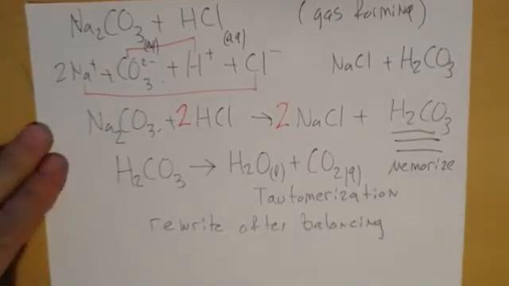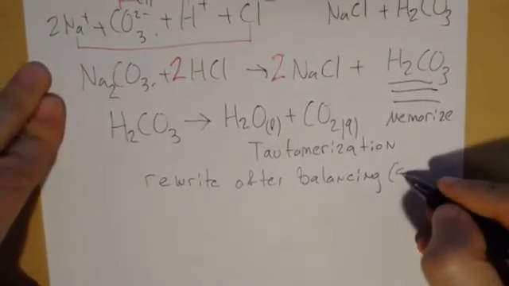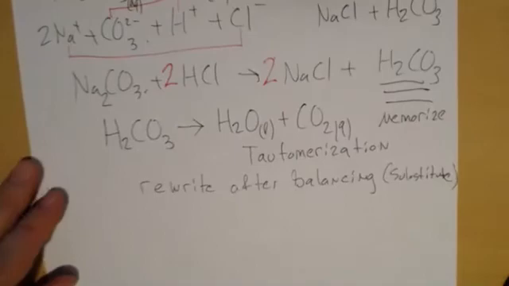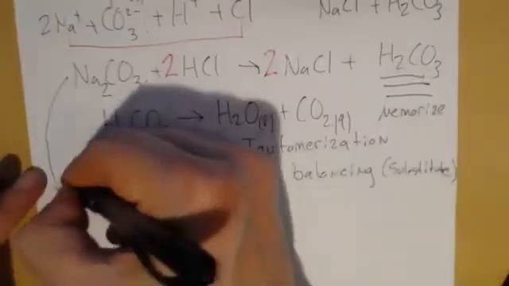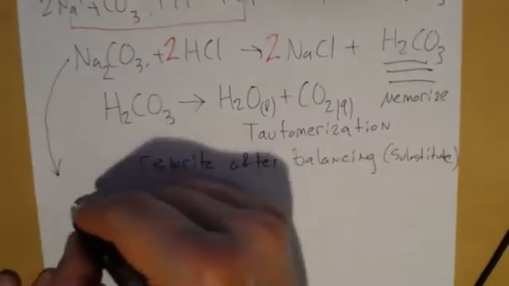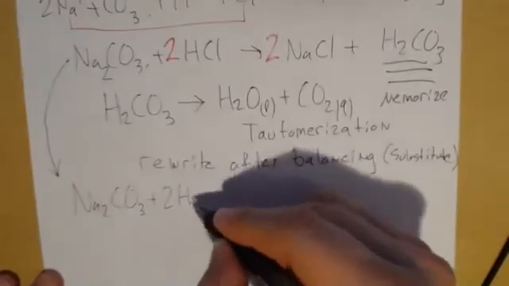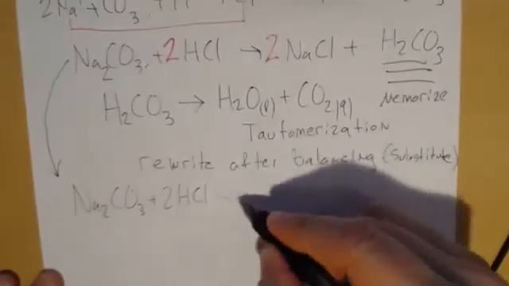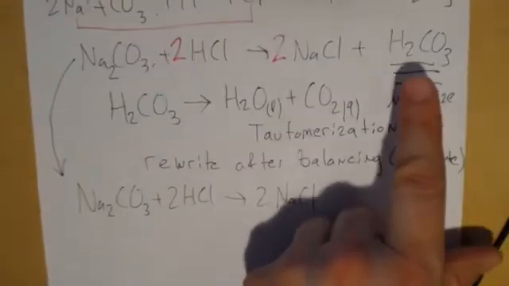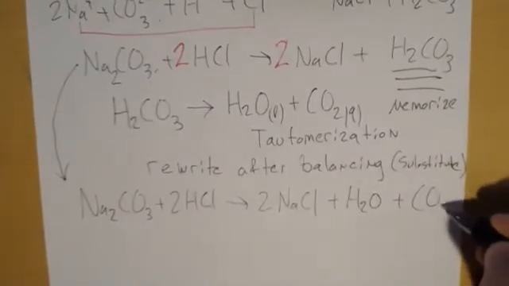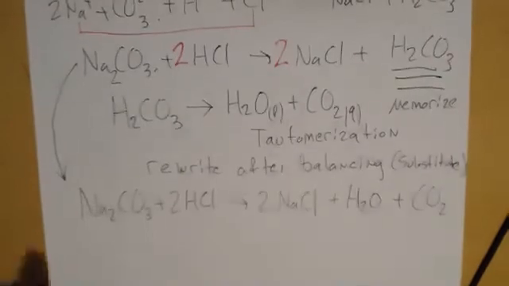So rewriting after balancing would then mean substitute in the water and carbon dioxide. So I'm going to rewrite this whole thing, it's a little extra work. Rewrite it as Na2CO3, that's the same, plus 2HCl, that's the same, goes to 2NaCl, that's the same, but instead of that, I'm going to write it as water, carbon dioxide.